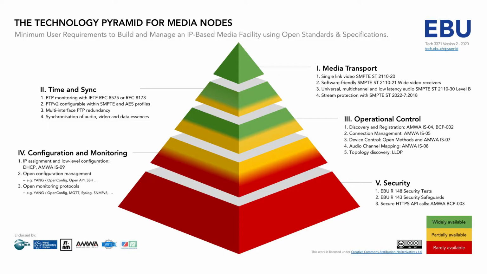In fact, the European Broadcasting Union identified that there is a lack of viable solutions in this particular technology layer, as illustrated in their technology pyramid. This identifies 5 layers of IP broadcast technology and classifies them as green, orange, and red based on the availability of solutions in those layers. Pebble has developed a solution which is designed to address the lack of solutions in layers 3 and 4, configuration and monitoring, and operational control.